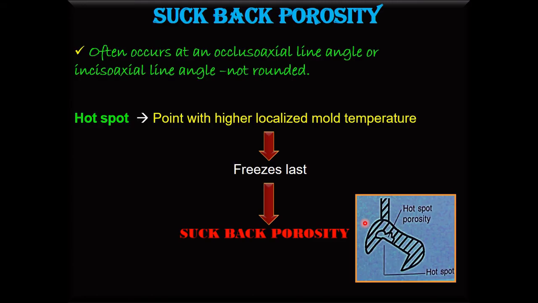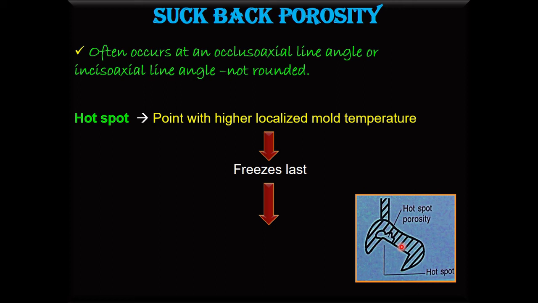It occurs near the sprue casting junction. So first we'll discuss the suckback porosity. Suckback porosity often occurs at the occlusal axial line angles or the incisal axial line angles that are not rounded, and a hot spot is created. The molten metal directly hits this area, and the metal present in this area will solidify last, while all other areas will solidify and this area will remain hot.